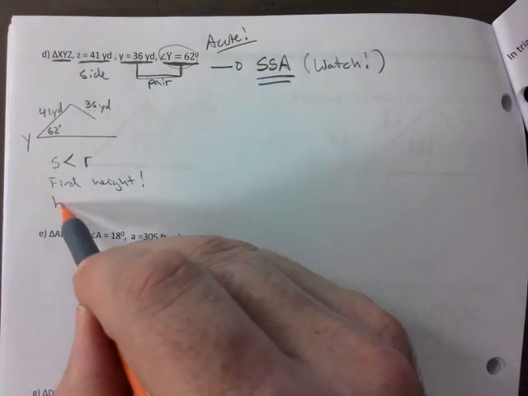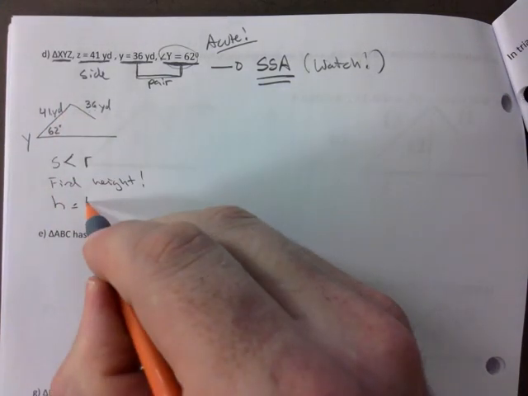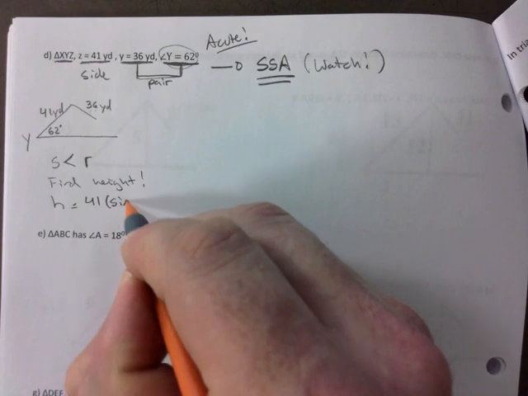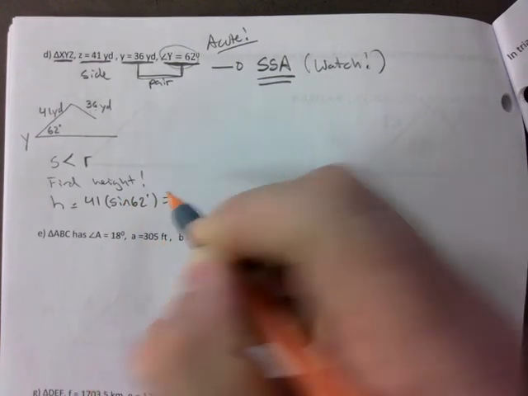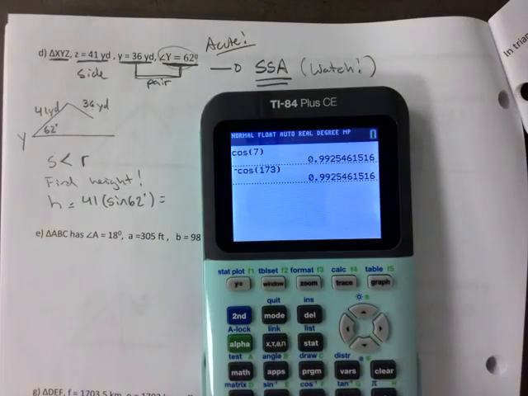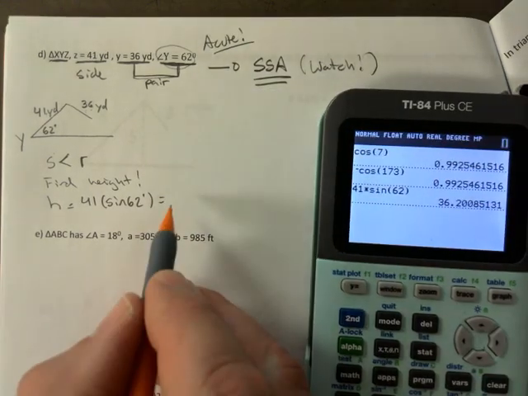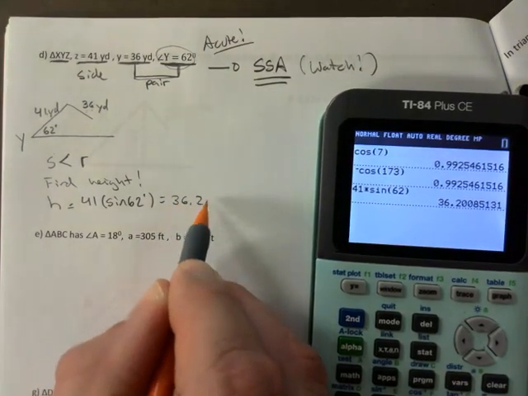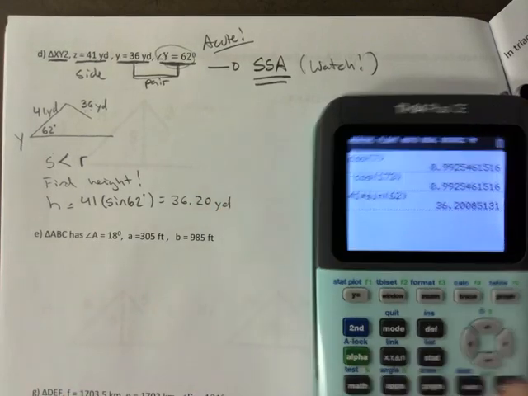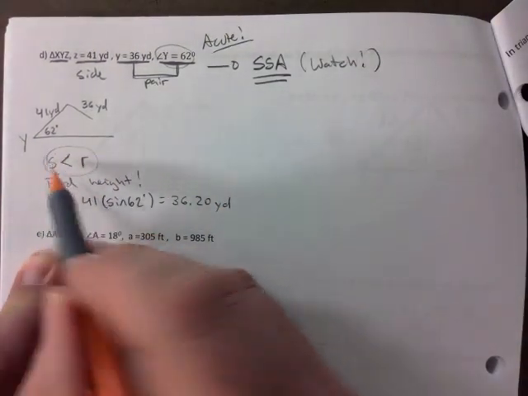So let's find the height. Height is 41 yards, so the slanted side, what we covered before, times sine of 62. Let's figure out what that is to 2 decimals. 41 times sine of 62, that's 36.20. Ooh, that's close. So this is the first conclusion I made.